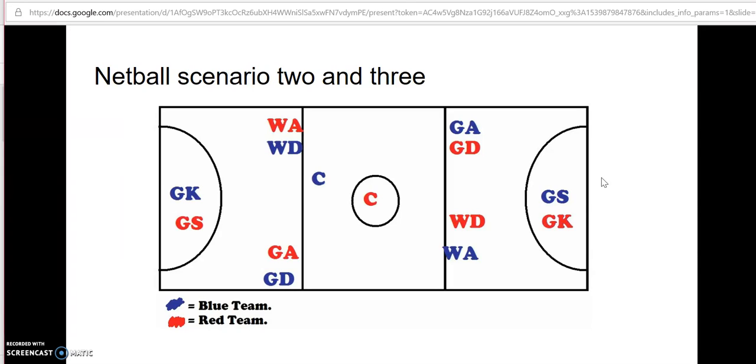But say another player caught it, such as goal shoot, goal defence, or goal keep. Then if the ball was obviously misplaced, or the goal shoot even passed it back to goal attack, it would be fine. They could have another shot.